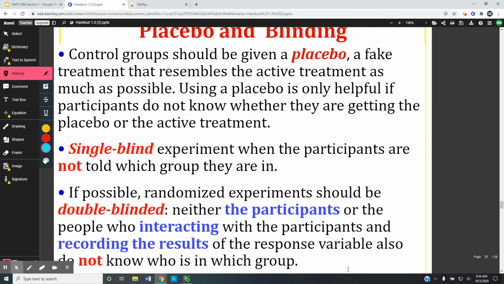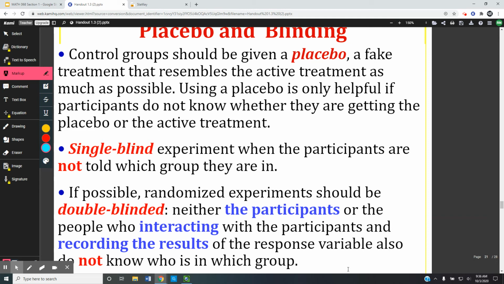So let's talk placebo and blinding. We're almost done with this chapter. Doing pretty well. There's quite a bit in this ending section of 1.3. The control group should be given the placebo. So when you think about who's in control or what group you're controlling, they're getting the fake treatment. You're controlling them from the actual treatment.